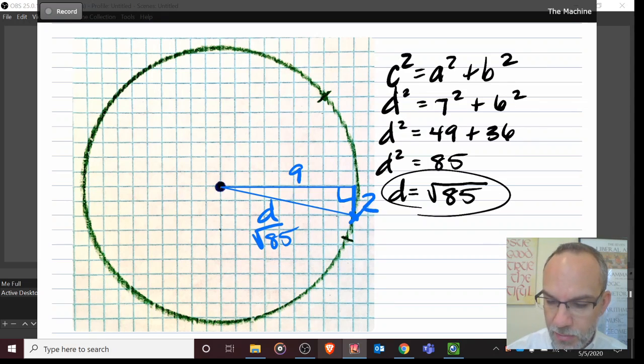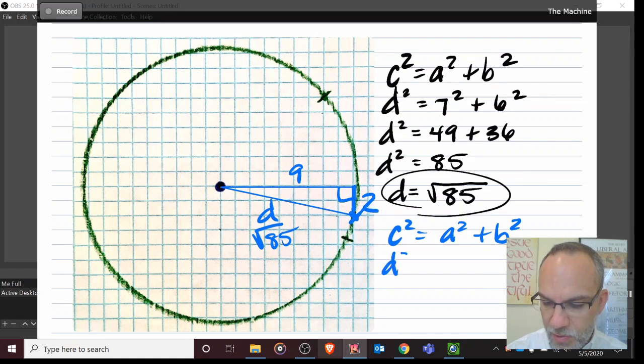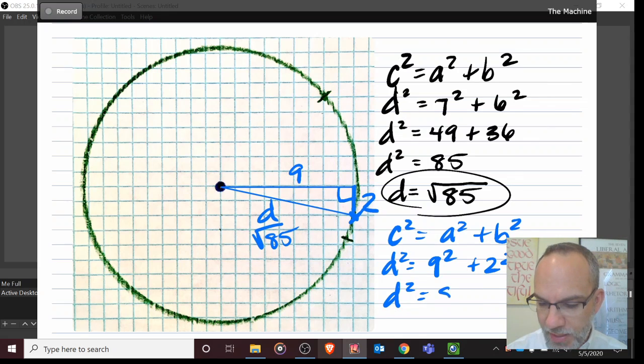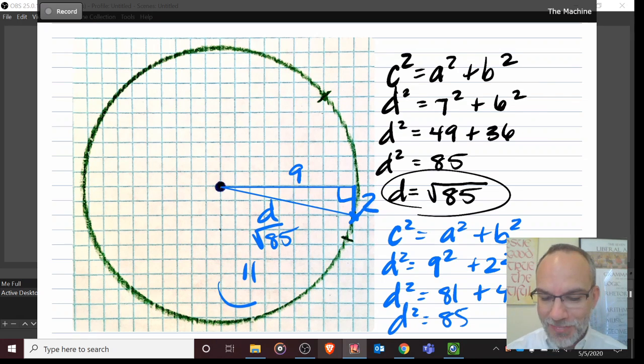So the same thing here. C squared is equal to A squared plus B squared. And so then D squared is equal to, what do we got? We got 9 squared plus 2 squared. D squared is equal to 81 plus 4. Oh my goodness. D squared is equal to 85. It's the same thing. Okay?